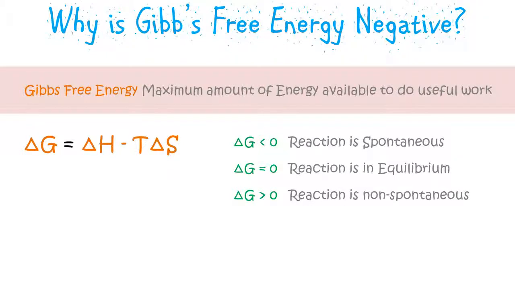We are told that delta G, or Gibbs free energy, should be less than zero for a reaction to be spontaneous. And this does not make sense intuitively. How can free energy be less than zero? And how can a reaction proceed spontaneously if the energy is less than zero? So we go ahead and explore this question.